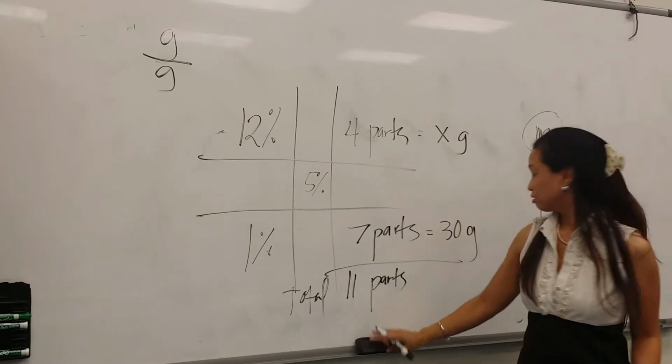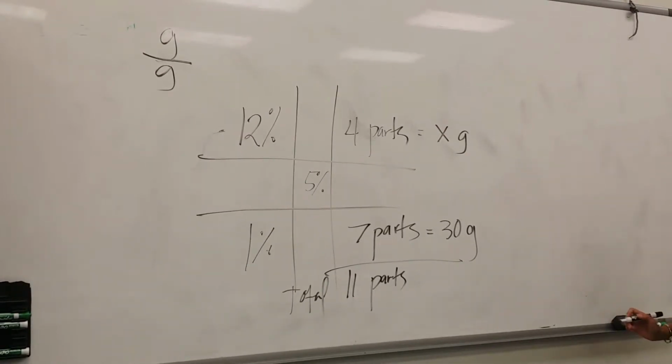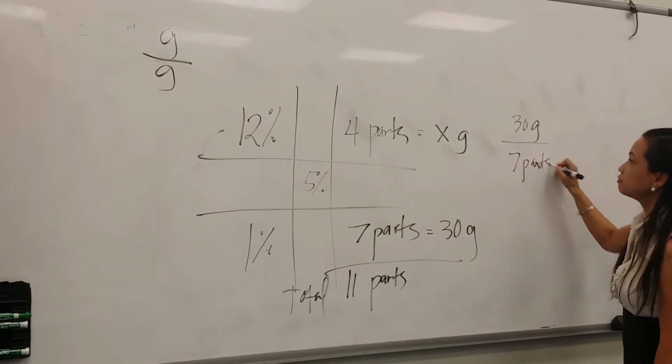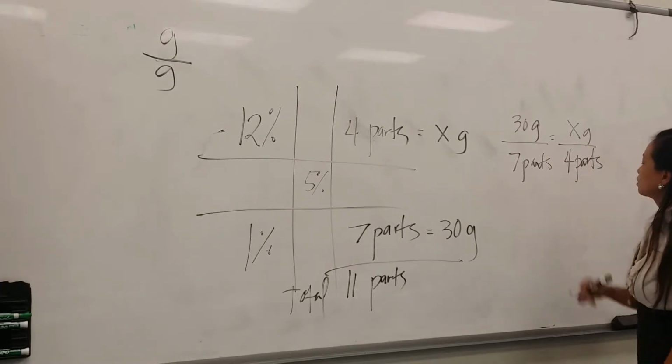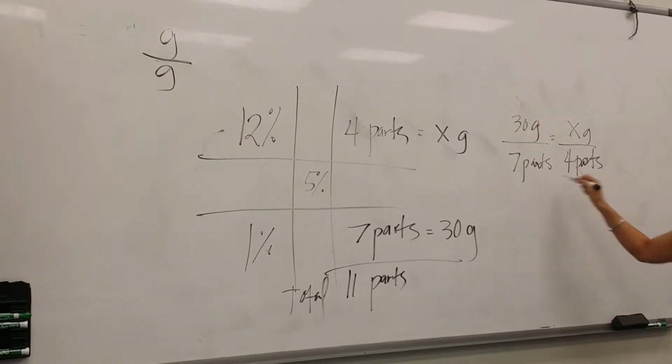Can I work with these numbers? Definitely. Now I can work with these numbers. And what do? Simple ratio and proportion. If 30 grams is equivalent to 7 parts, X grams would be 4 parts. So 30 times 4, help me out please. 120 divided by 7 is? 17.14. 120 divided by 7 is 17.14 grams. And that is for this one.